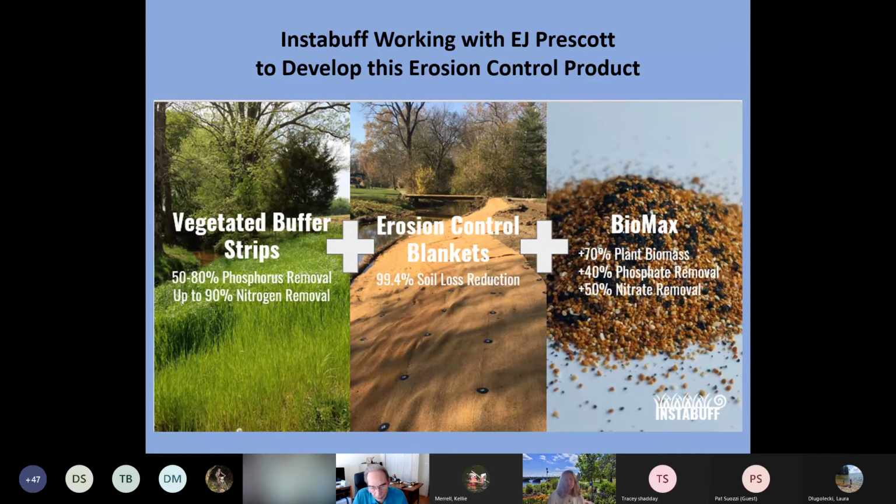But I think the best news is that they are in discussions now with E.J. Prescott in trying to develop and market this product. So hopefully we'll have that available soon.